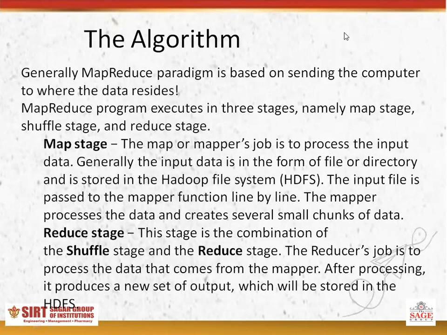Then the reduce stage comes. This is the combination of the shuffle and reduce stages. The reducer's job is to process the data that comes from the mapper. After processing that data, a new data set is generated as output, which is stored in HDFS.